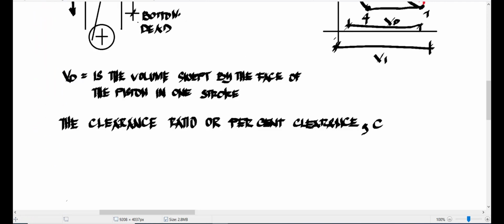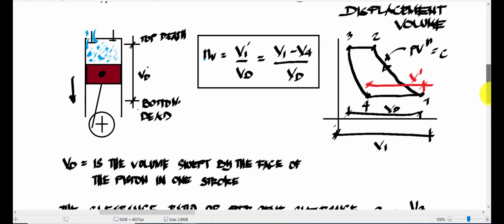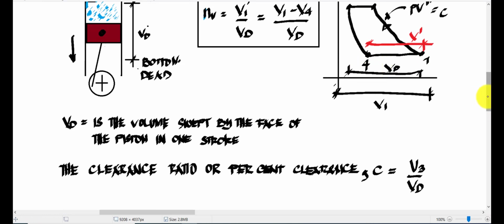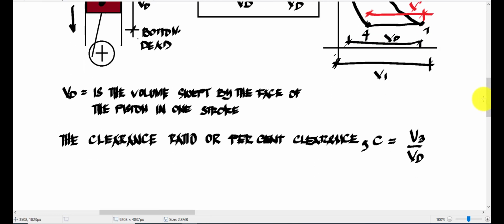Now for our clearance ratio, that will be the percent of clearance, expressed by C. That will be equal to the ratio of your V3 over your VD. So V3 over VD is the ratio of the volume at this stage to how much is being swept by the piston. So that is the clearance.